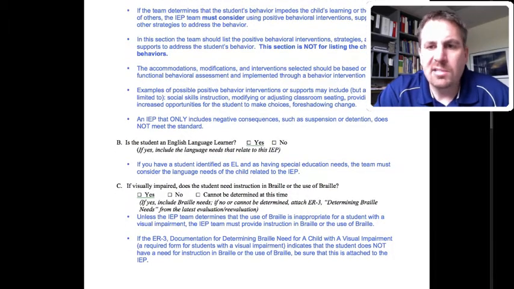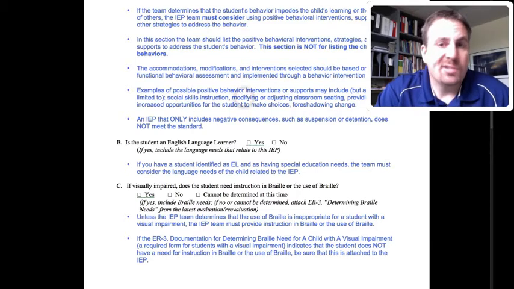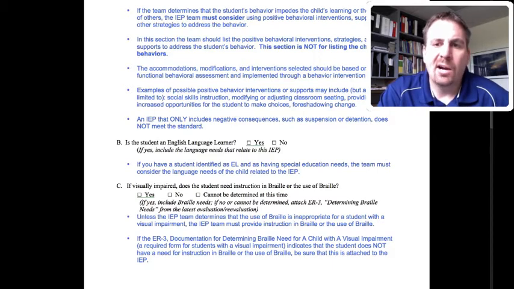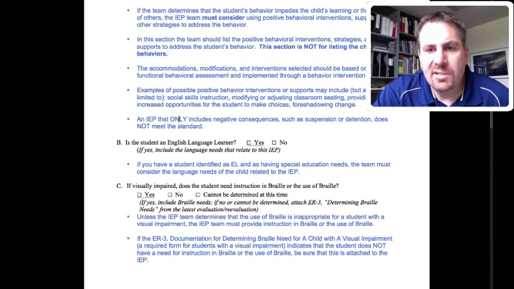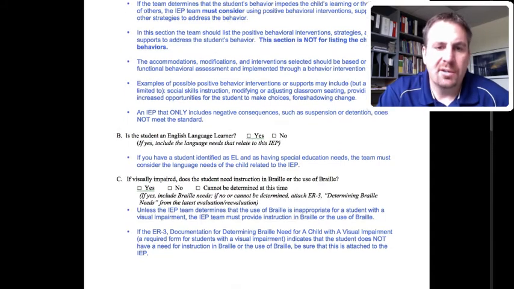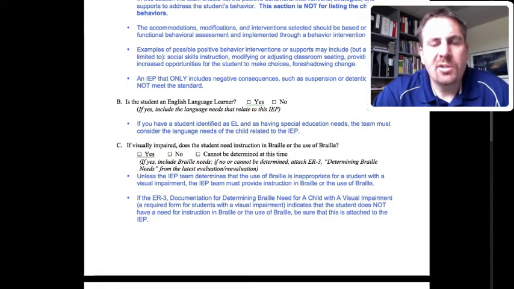And there are a variety of possible behavioral interventions. Some might be social skill instruction, modifying or adjusting classroom seating, providing increased opportunities for the student to make choices, foreshadowing change. These are just a few of many, many possibilities, but again, they are positive behavioral supports and strategies. An IEP that only includes negative consequences, such as suspension or detention, does not meet the expectation or the standard. The second question is talking about students who are English language learners.